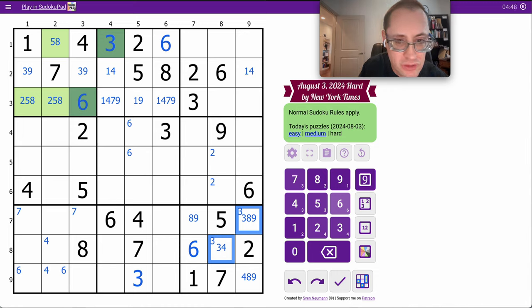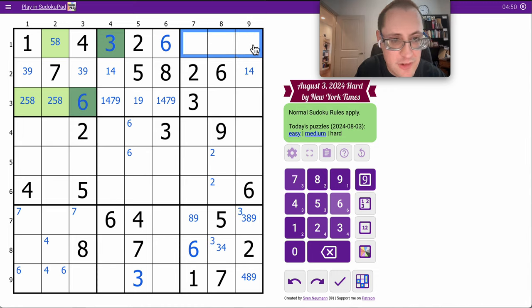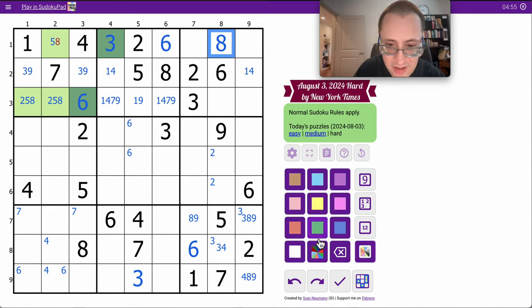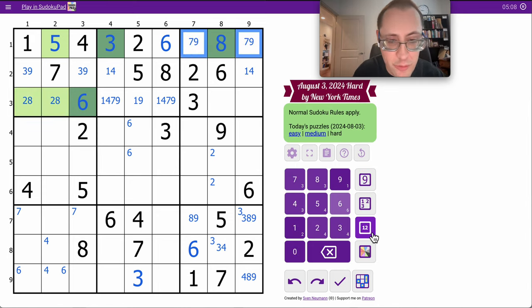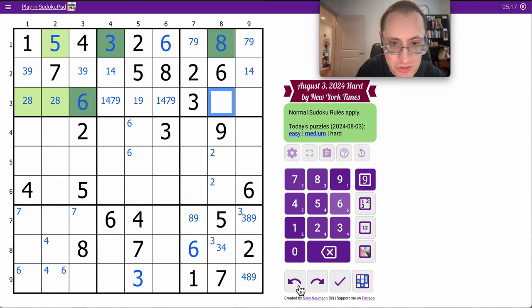1, 2, 3, 4, 6. I need 5, 7, 8, 9 in those 4 cells. This one sees everything but 8. That'll help a little bit. So these two are 7, 9. That forms a good pair to give me 1, 2, 3, 4, 6 digits. Okay, those can't be 2, so that places the 2. Whoops. Okay, I misscanned the grid.